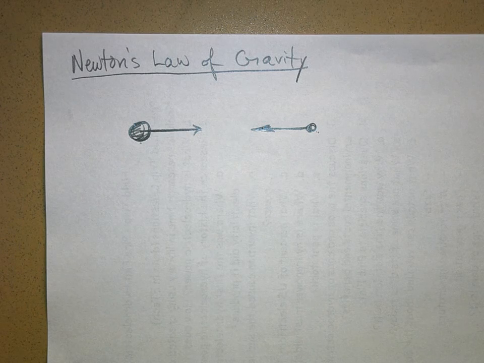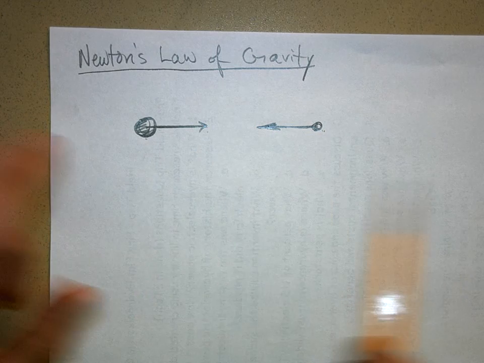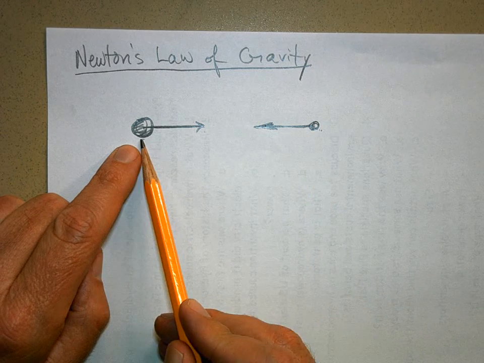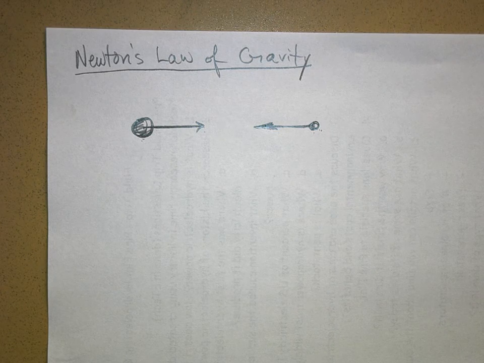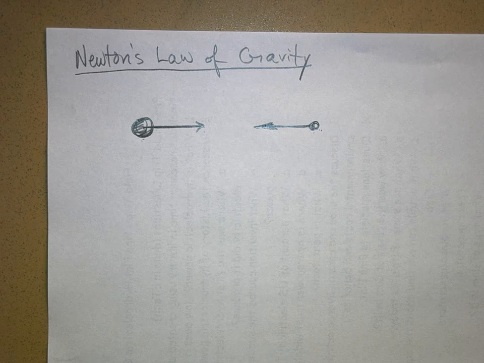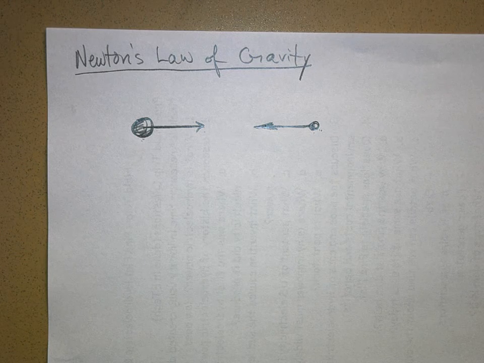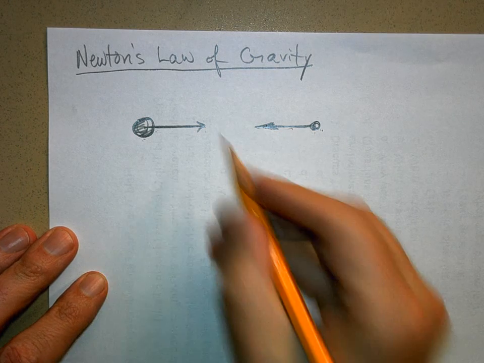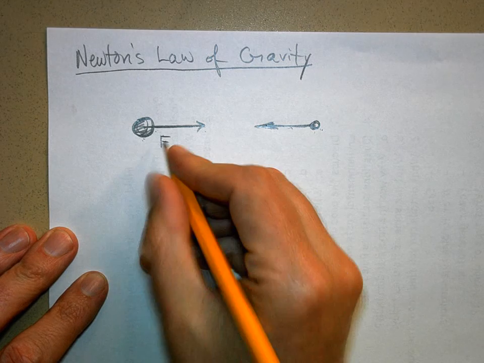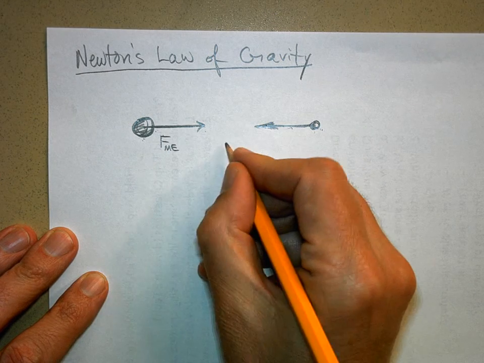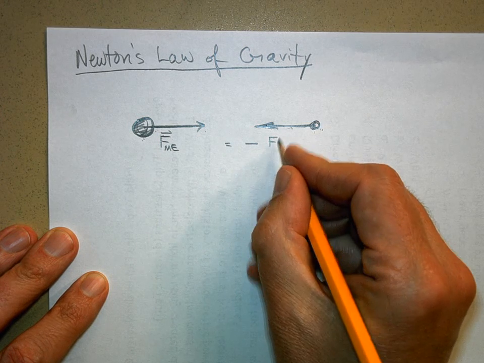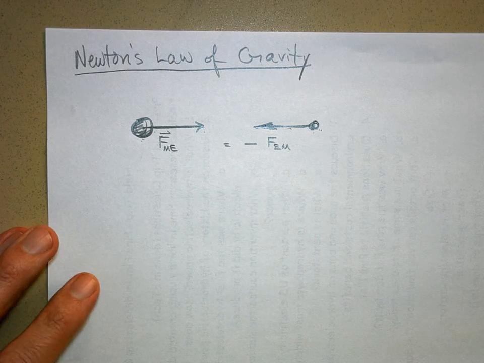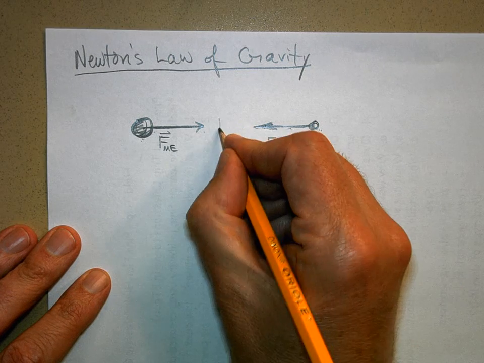I mean, people said, how can you have force or action at a distance? How can the Earth apply a force to the moon when they're not even touching each other? Well, Newton had no idea why. He just said, hey, let's just suppose that it does, and let's figure out how to describe these forces of gravity. This is the force of the moon on the Earth, and it's equal, but in the opposite direction of the force of the Earth on the moon.